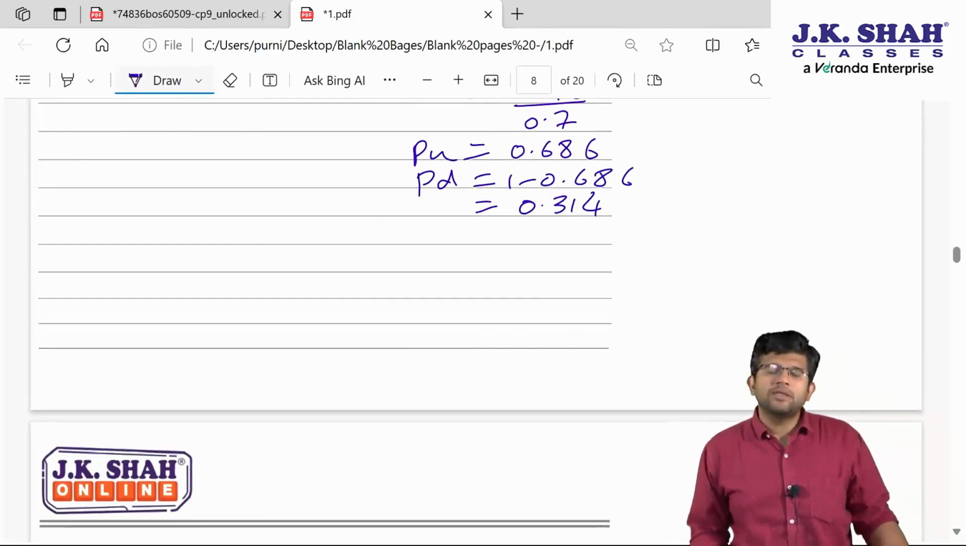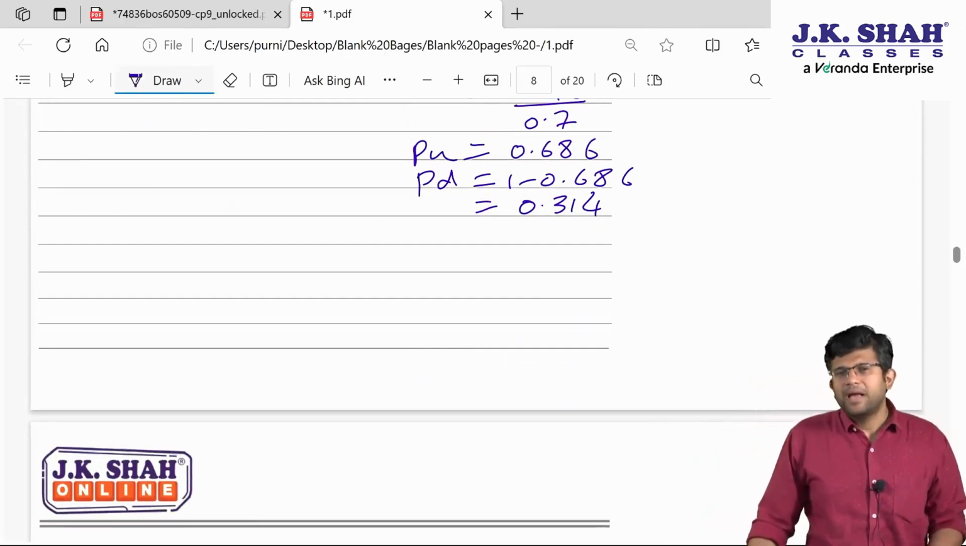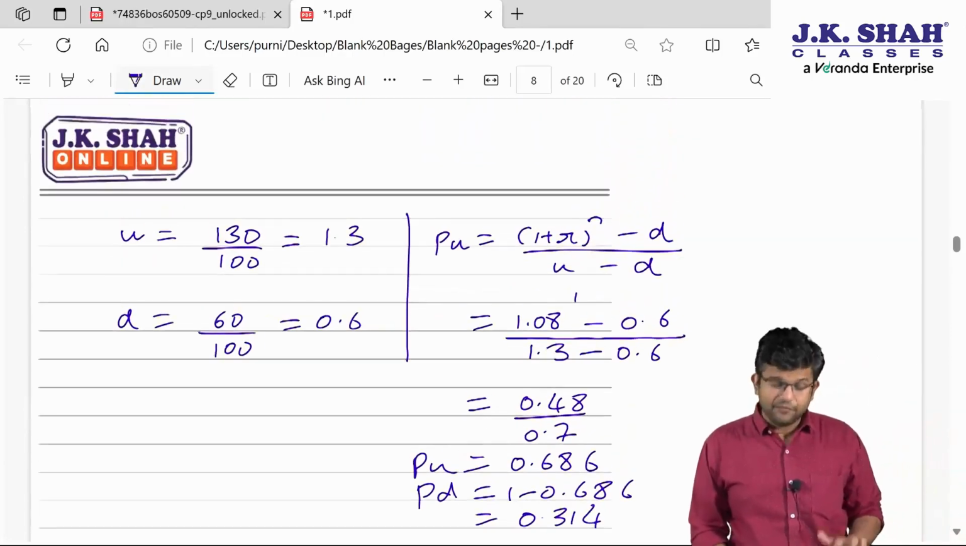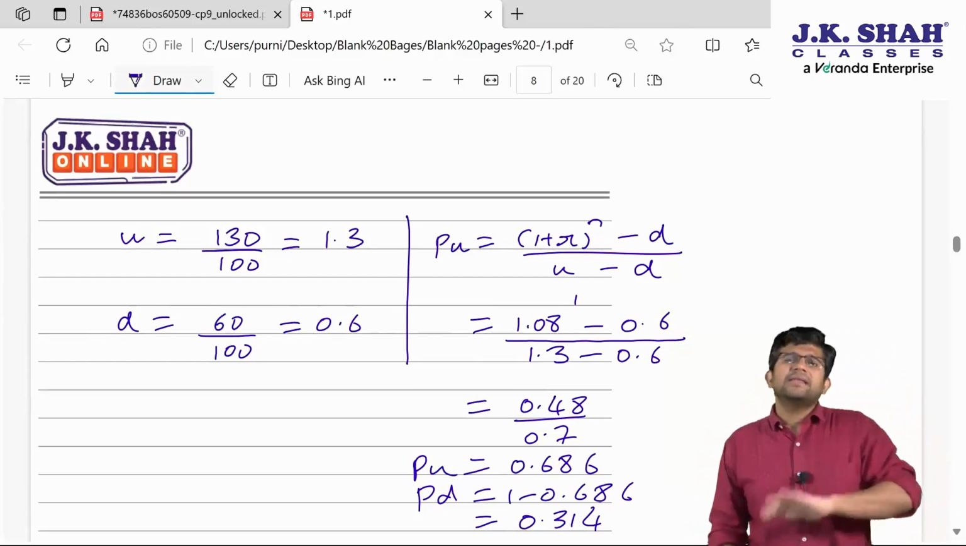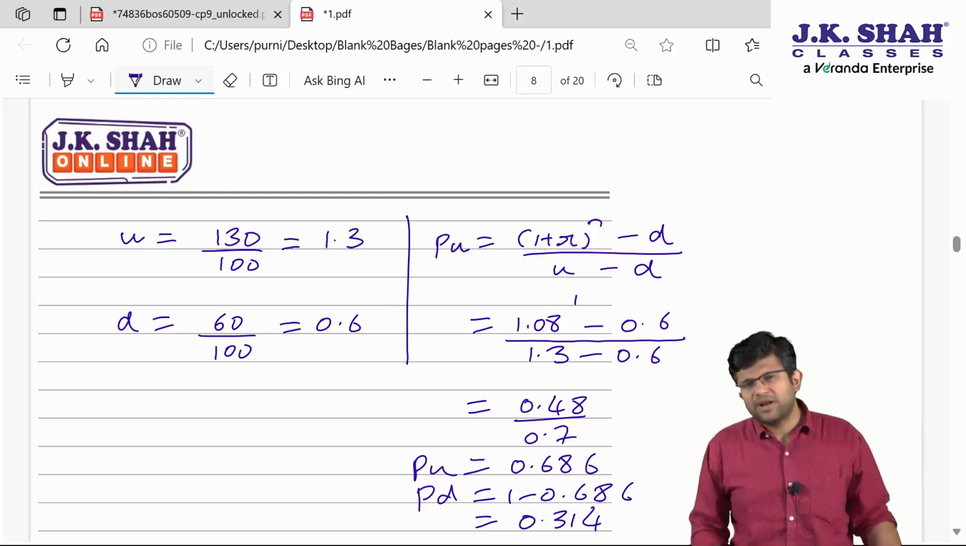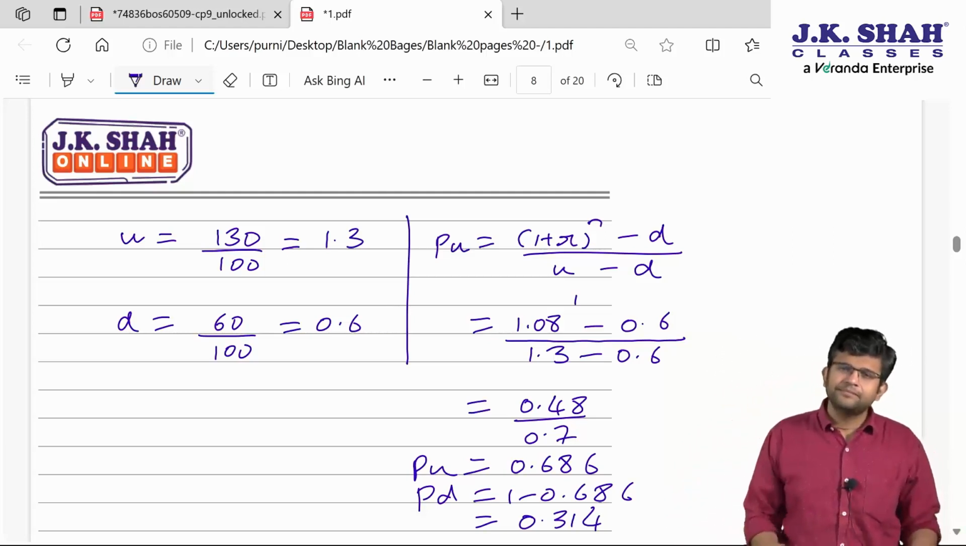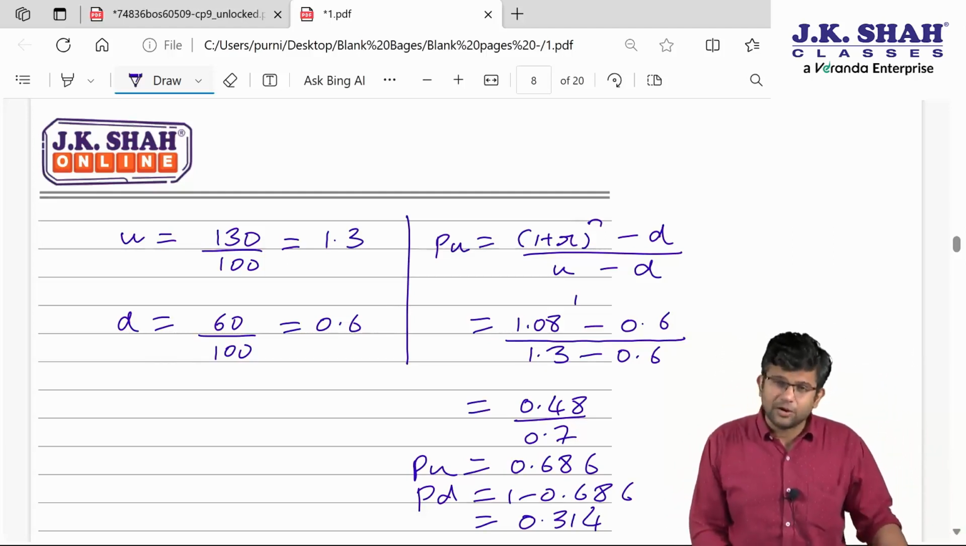Okay, so now that we have got the PU and the PD, I just want to tell you this was my method. Of course, in a sense, this is how I do it. ICAI has also done it like this. There are some areas where ICAI has used some other method. You must have been taught like that in your classes.